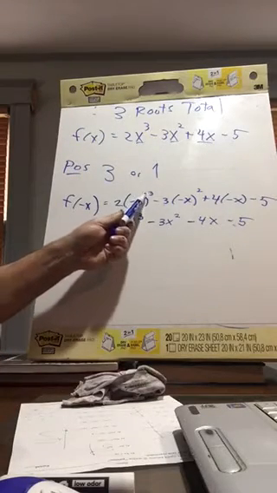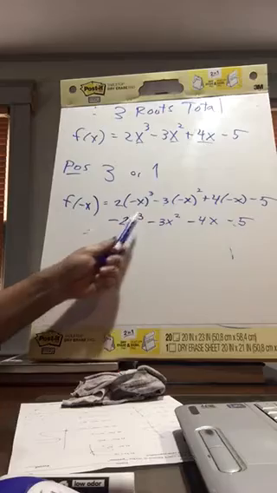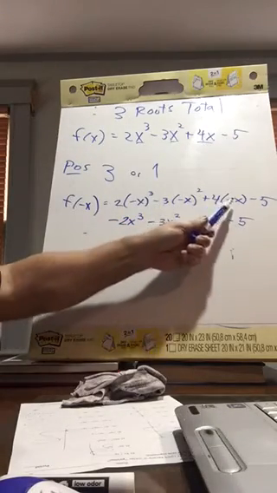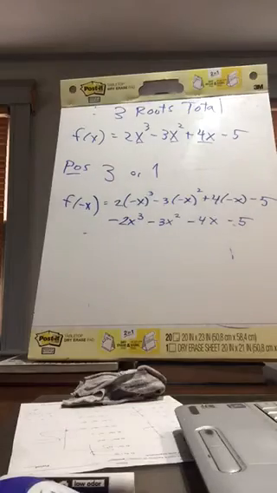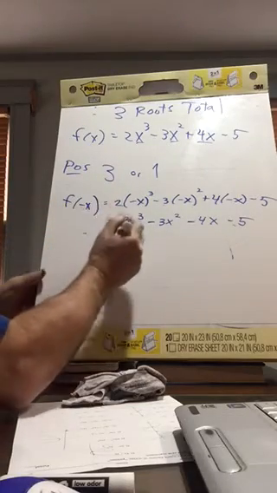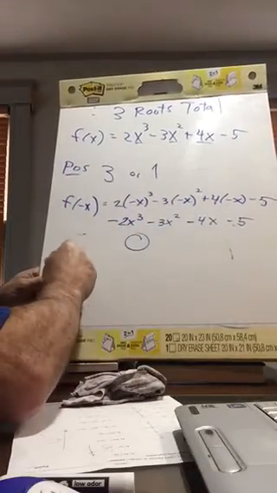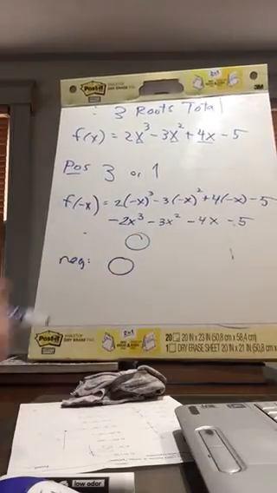Negative 1 to the third power is a negative times 2 is a negative. Negative 1 squared is a positive times a negative is a negative. That's a negative. And the constant's a negative. So how many sign changes now? None, none, none. 0. So the number of negatives has to be 0.